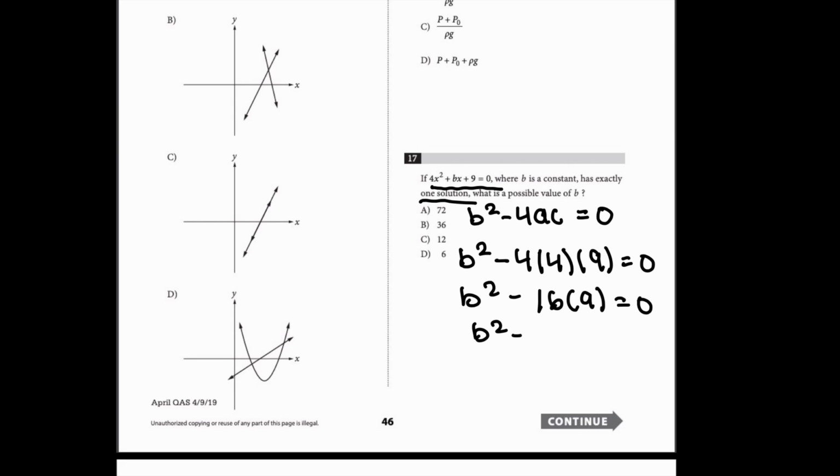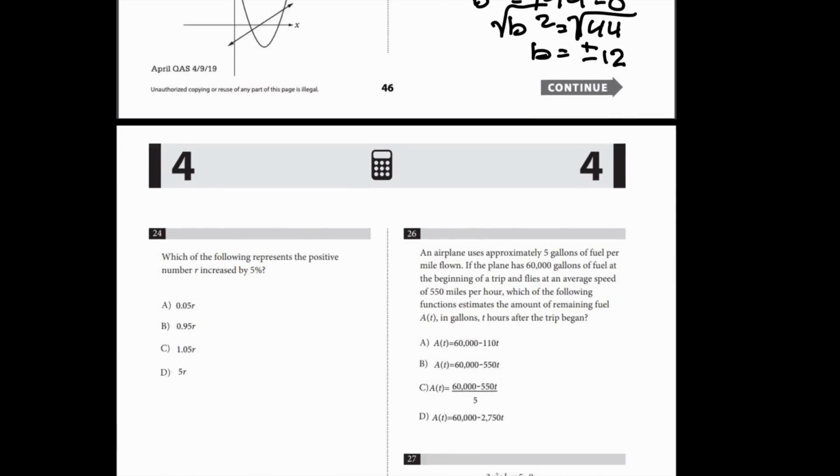If we plug it in our calculator here, b squared minus 144 is equal to 0. So b squared is equal to 144. We take the square root. b is equal to plus or minus 12. And the only option we're given for this problem is C, which is 12, because there's no negative 12 given.